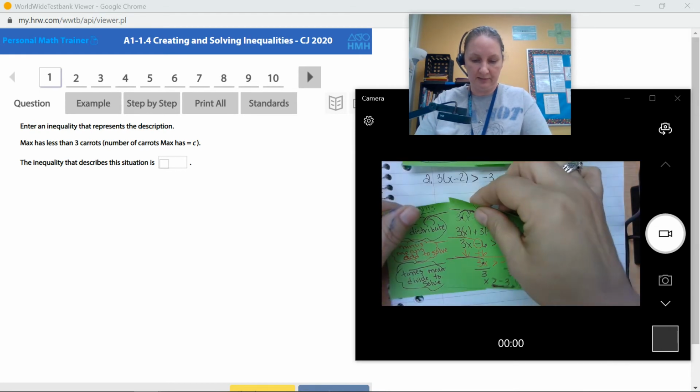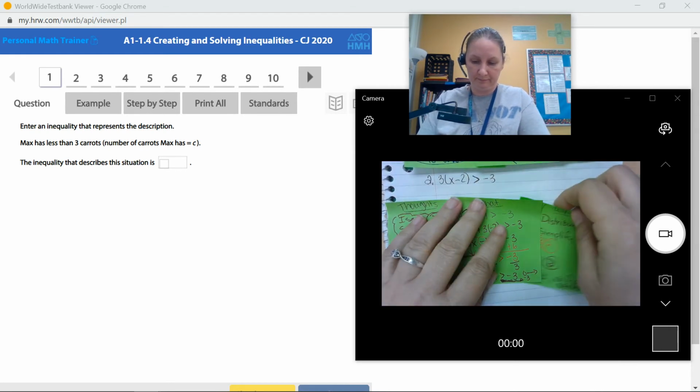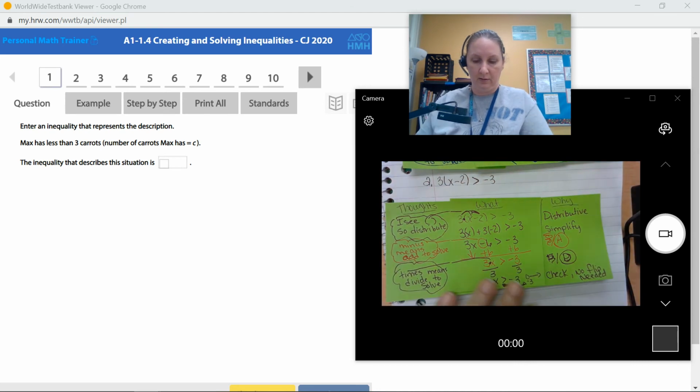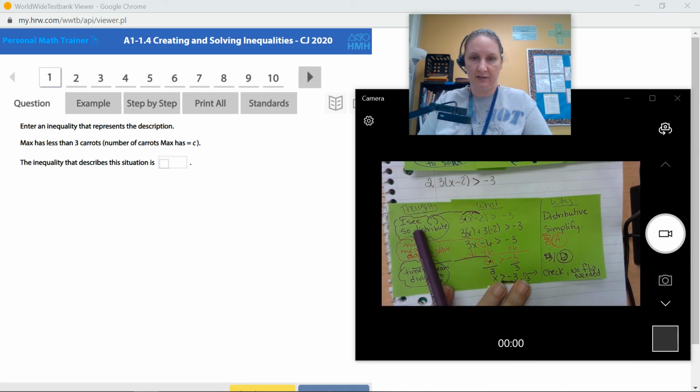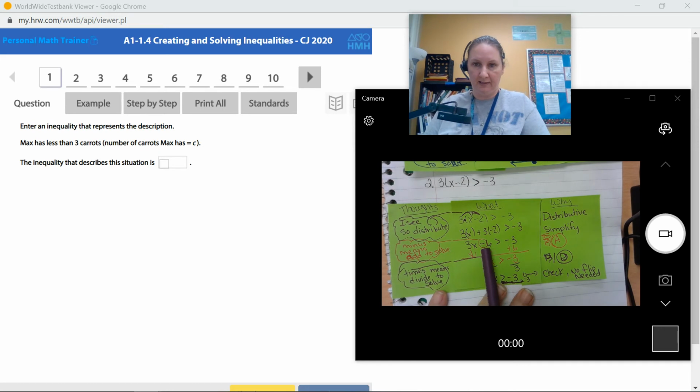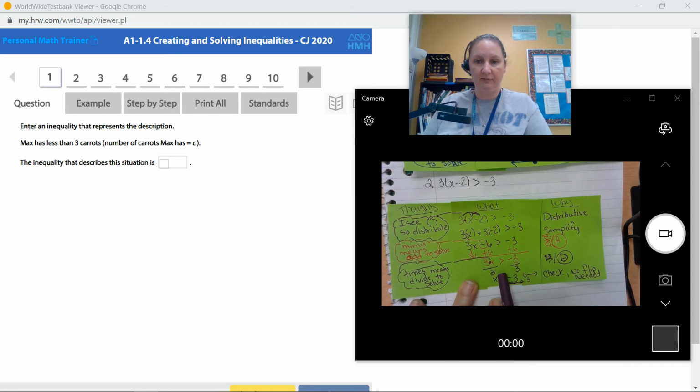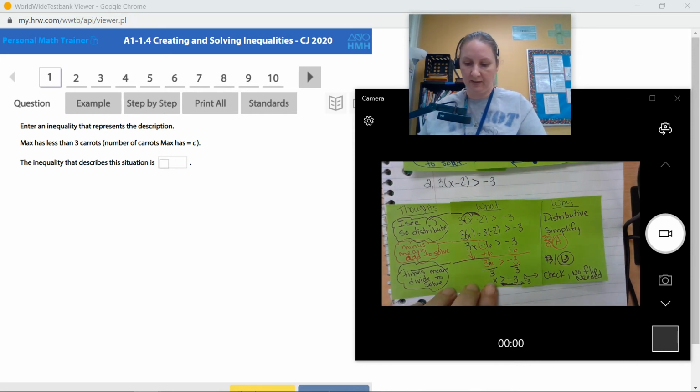Okay, so here's our thoughts, our what, and our why. So again, I see a parenthesis. If I see a parentheses, I think distribute, then simplify. Then I see a minus, so I'm going to go across difference. I scratch out minus and do the opposite, which is add. Then I see times, so times means to divide to solve, so I divide by 3. This time the 3 was positive, so there's no change. I don't have to do any flips. Okay, so my final answer should be x is less than -3.